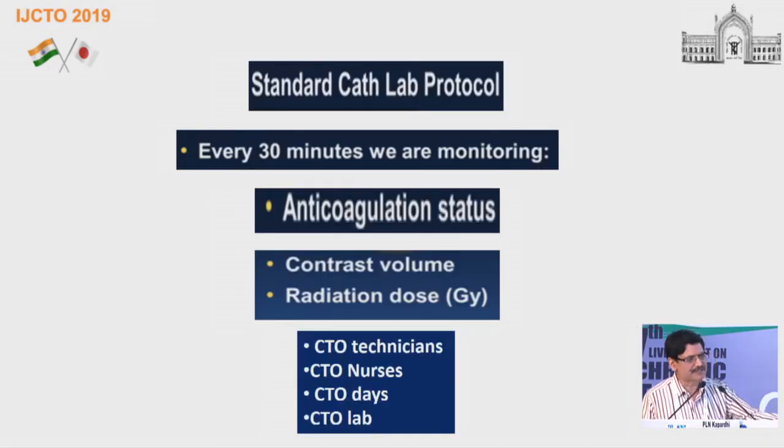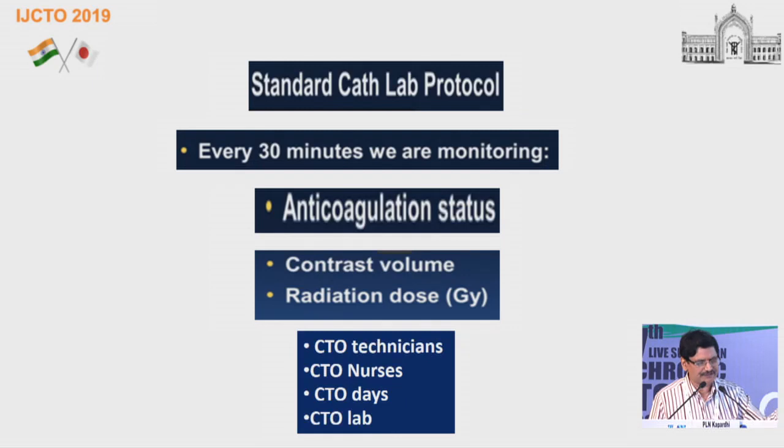And we should maintain the standard cath lab protocols. That means every 30 minutes we have to monitor the ACT. For the antegrade approach it should be maintained between 250 to 300, and for retrograde it should be more than 350. And contrast volume also should be assessed, especially the maximum contrast: if it reaches 300 ml, you should abort the procedure, or more than 600 also you should minimize this. And radiation dose, as I discussed, if it reaches 8 grays, you have to abort the procedure.